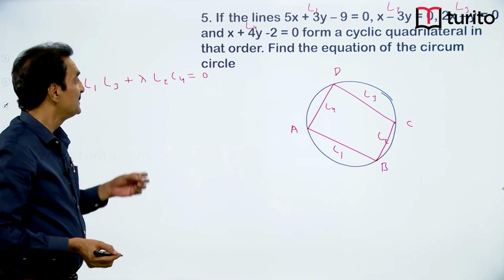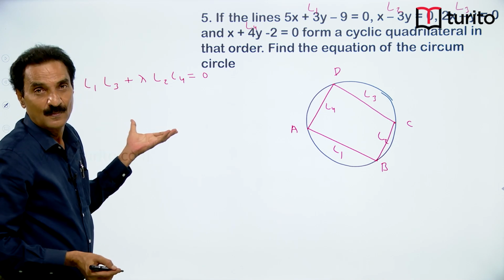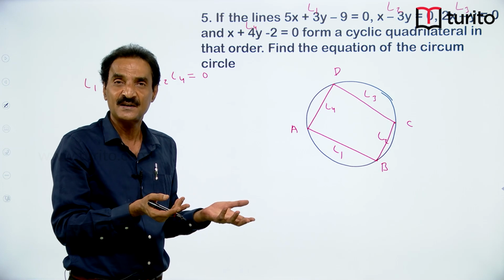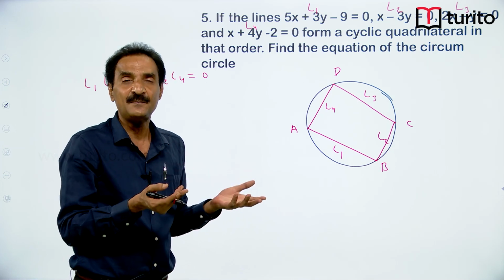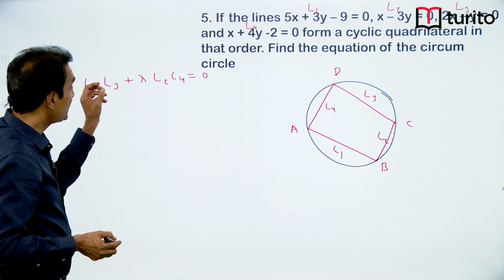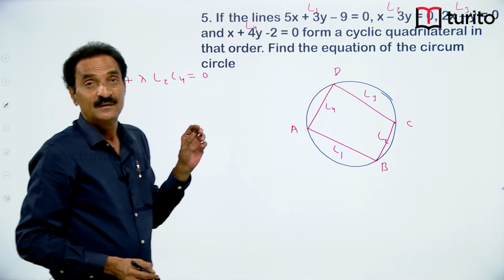Okay. So, this is some curve. It may not be a circle. For some value of lambda, it may be a circle, but for some other value of lambda, it may be a parabola or ellipse or hyperbola. Now, what is the value of lambda if it is a circle?